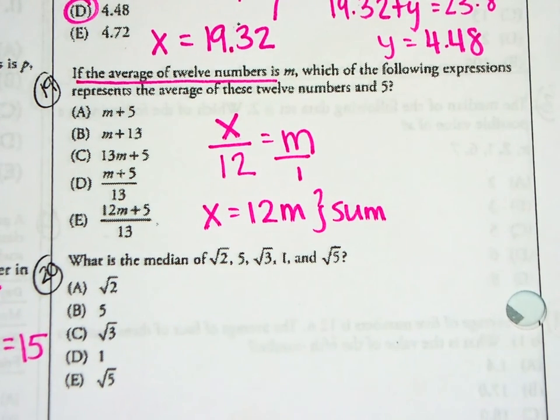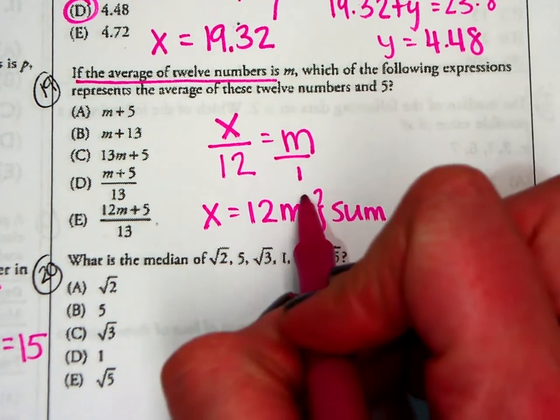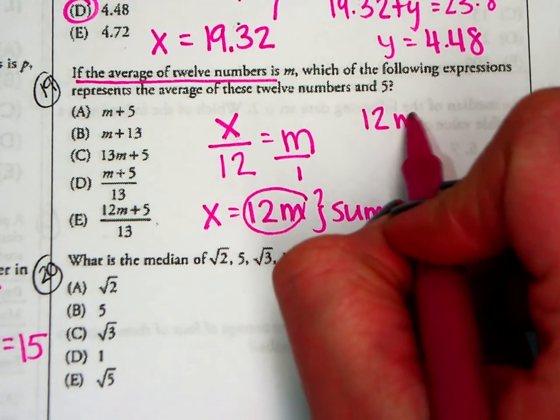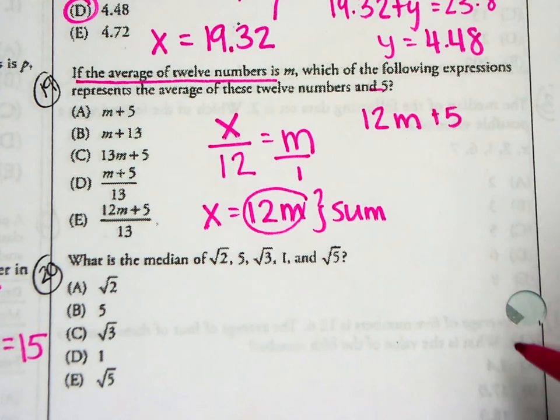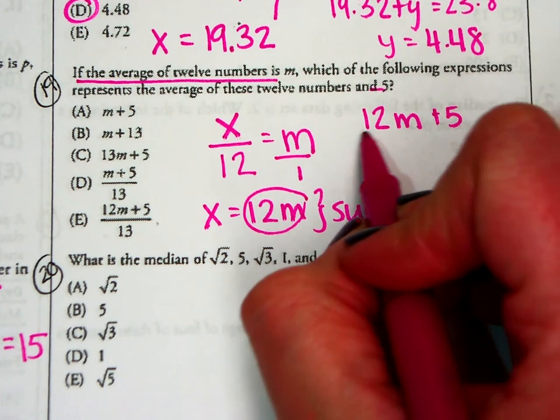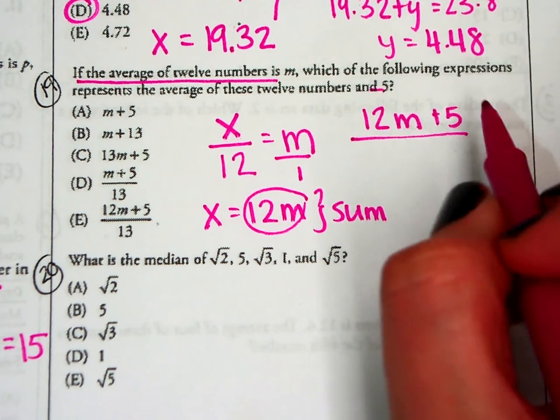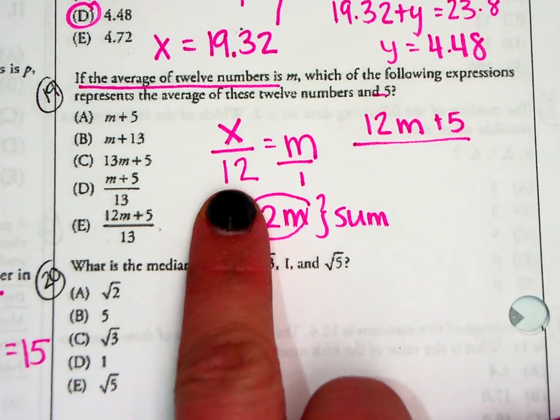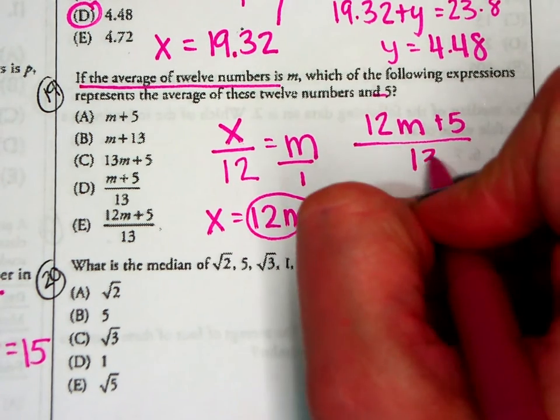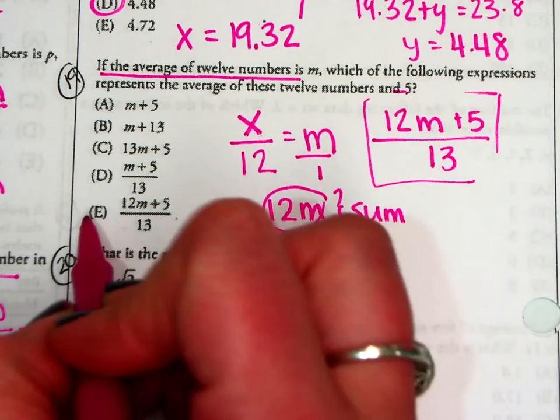Well, now we want to find a new average. We want to find a new average of those same 12 numbers, which we know adds up to 12m, and 5. So we're basically just adding 5 to the end of it. Now, instead of adding 12 numbers like we did in the first one, now we're adding 13. So the correct answer is option E.